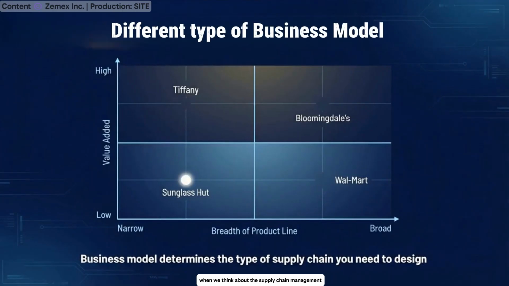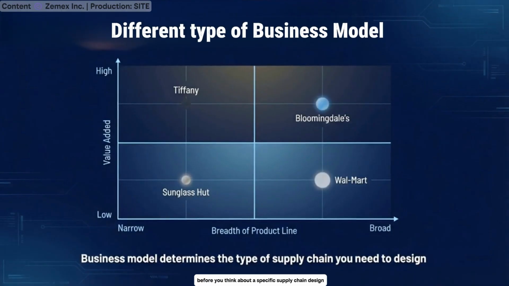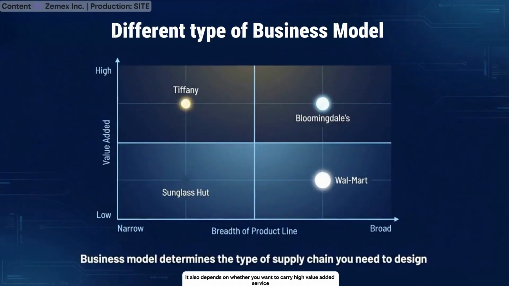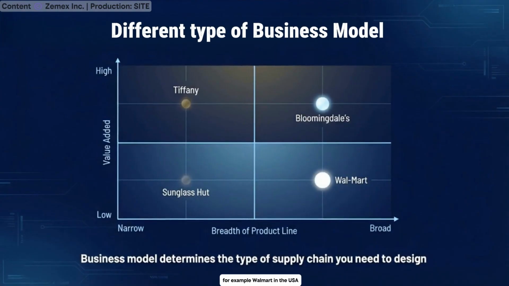When we think about supply chain management, we may need to consider the type of your business model related to the demand before you think about a specific supply chain design. It is the entrepreneur's decision whether you want to position your business as taking care of a broad or narrow product line. It also depends on whether you want to carry high value added service or low value added service. For example, Walmart in the USA positioned itself as taking care of a broad product line and low value added service, while Bloomingdale's positioned itself as taking care of a broad product line but high value added. Sunglass Hut focused on a narrow product line and provides low value added service compared to Tiffany, which takes care of a narrow product line but high value added service.